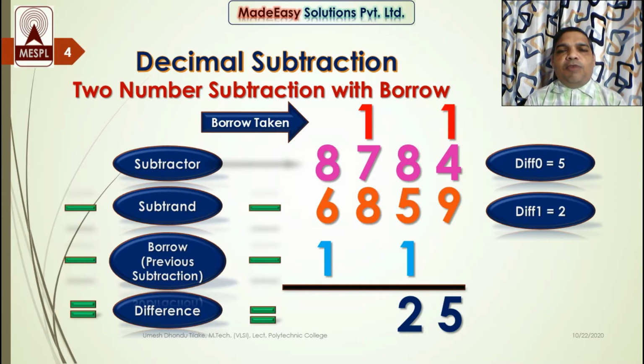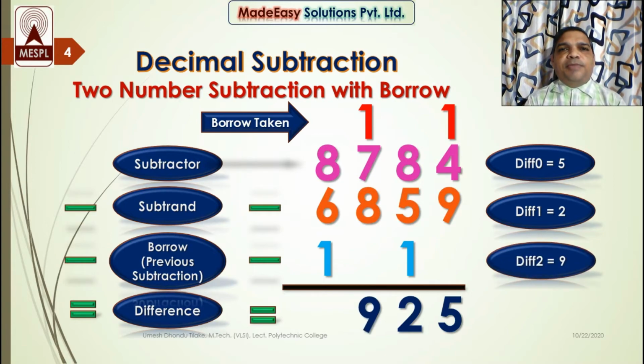So now what figure I have? The value of borrow taken is 10 and the initial digit was 7. So total figure I have 17. Now I can subtract 8 from 17. So 8 subtracted from 17, I will get 9 as a difference, and I will put the difference over here.